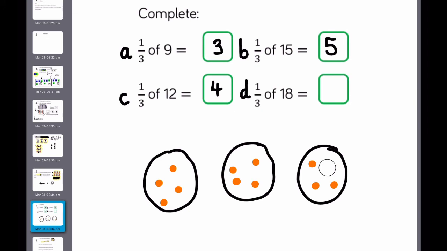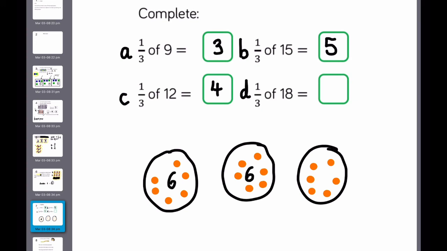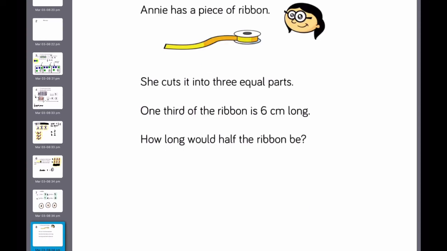Get yourself ready. Rub out your jottings. Ready for a third of 18. Are you ready? Pause me if you're not. Let's go. 1, 2, 3, up to 18. So we've got 6 in this third, 6 in this third, 6 in this third. What is a third of 18? 6. Well done. Okay, let's look at some problem solving together.